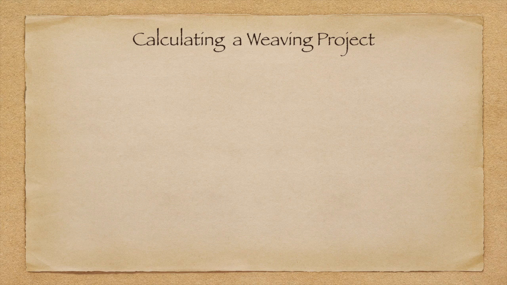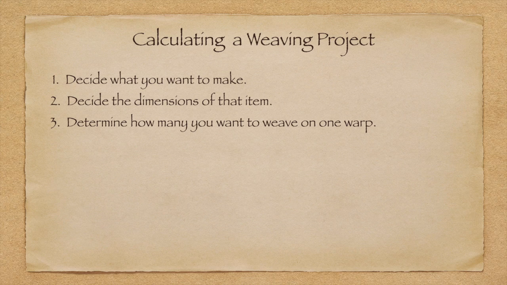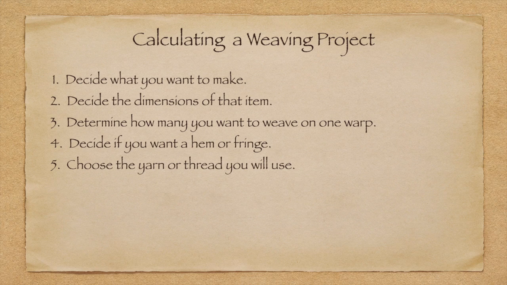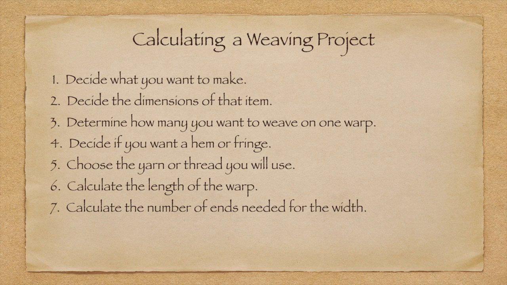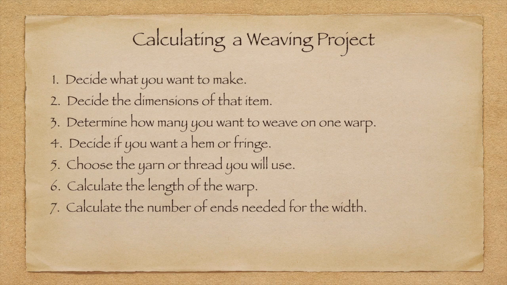To calculate a weaving project, you need to decide what you want to make, the dimensions of that item, how many you want to weave on one warp. You need to decide if you want a hem or a fringe, choose the yarn or thread that you'll use, calculate the length of the warp, calculate the number of ends needed for the width, and calculate how many yards of yarn is needed for the warp and the weft.